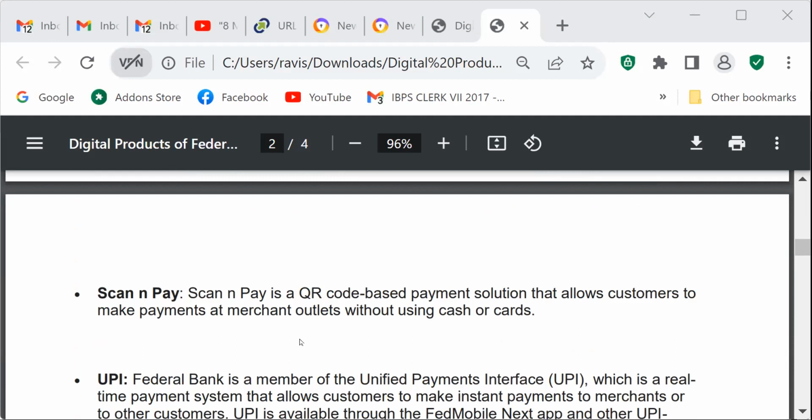Scan and Pay. Scan and Pay is a QR code based payment solution that allows customers to make payments at merchant outlets without using cash or cards.